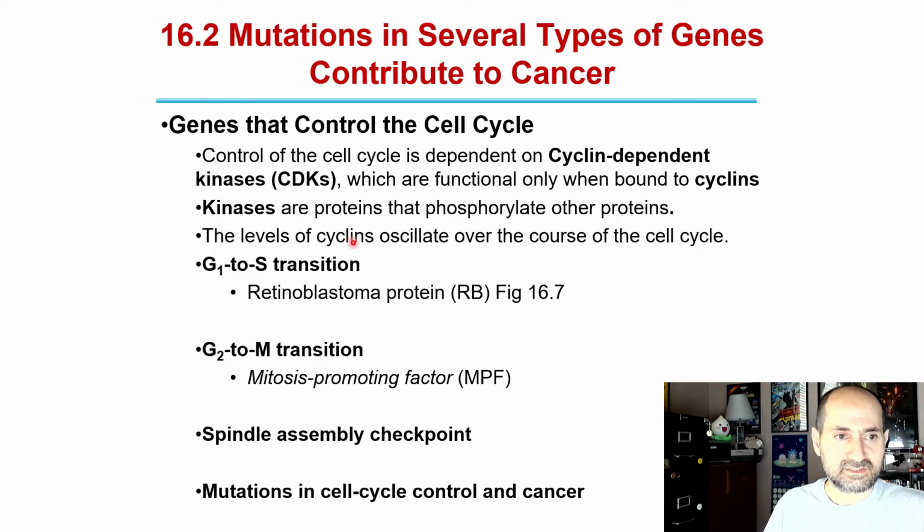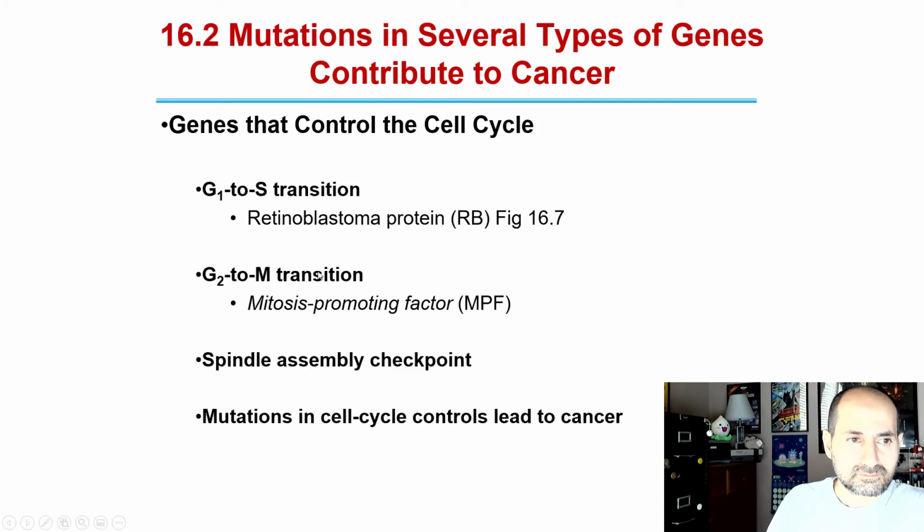So again, the levels of cyclin oscillate over the course of the cell cycle. During the G1 to S transition, for example, the retinoblastoma protein plays a big role. During the G2 to M transition, MPF, or the mitosis-promoting factor, plays a big role. During the spindle assembly checkpoint, there's another cyclin that plays a big role, right? So you can see that if you mutate any one of these factors, or the cyclin-dependent kinase itself, you could disrupt the cell cycle. Let me just show you real quick how the retinoblastoma gene works.